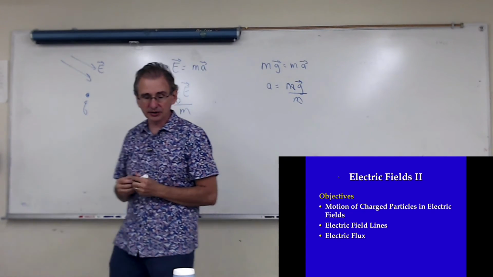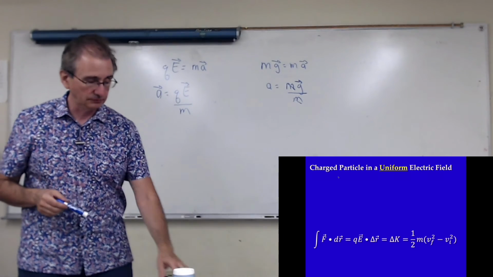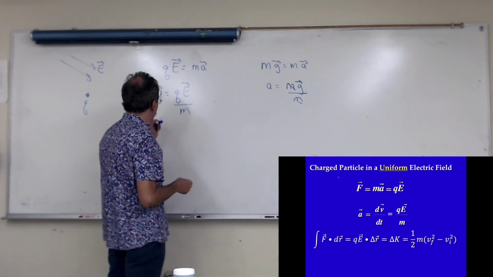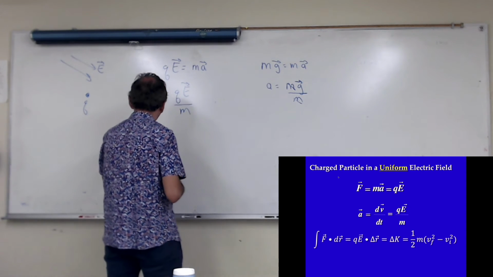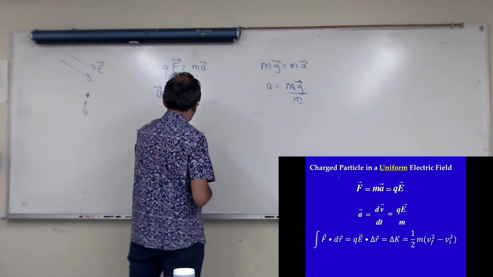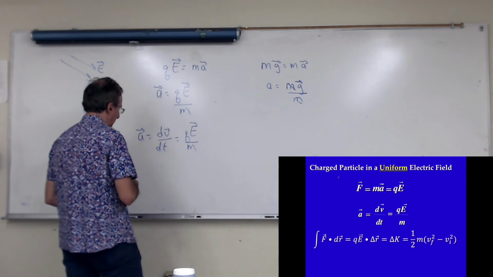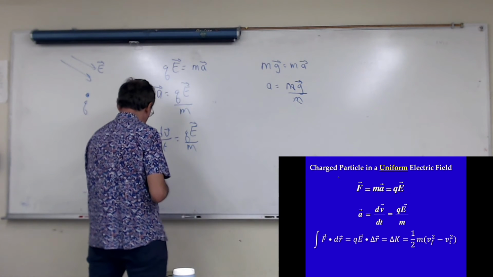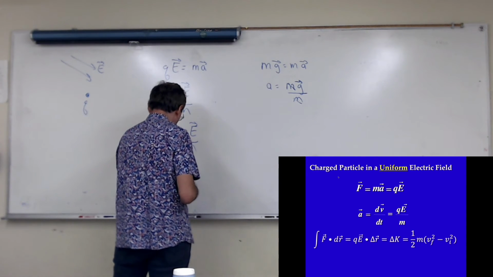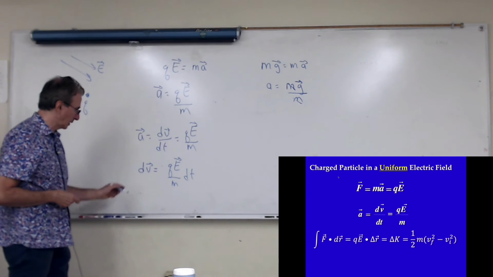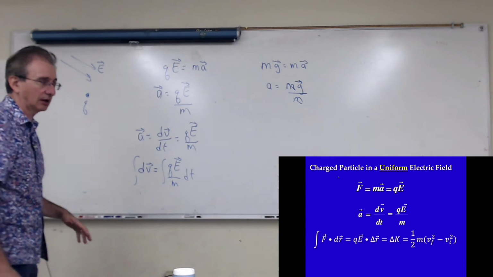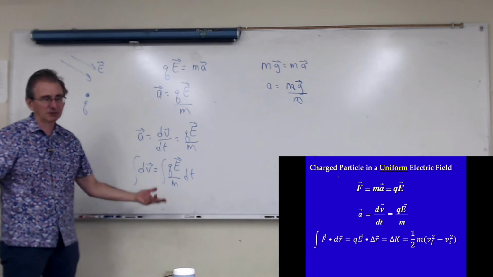All right, questions so far on this? And of course, we know that a is dv/dt. All we've got to do is integrate this. Actually, let me rewrite it. We're going to separate variables, and then I integrate. That'll give me the velocity. As long as I know the initial velocity, I can find the velocity as a function of time. Same as what you did for kinematics.